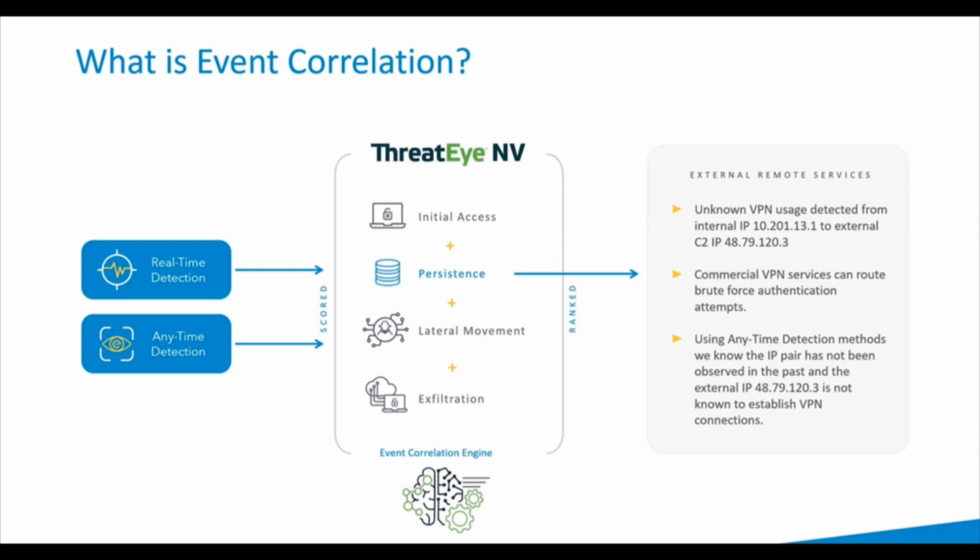And furthermore, our anytime detection methods, which refer to our behavioral analytics, but also our history that we talked a little bit about earlier, are able to determine that, first, we've never seen this VPN before. Not only that, but the IP has not been observed in the past. And the connection has not been known to establish VPN connections before.